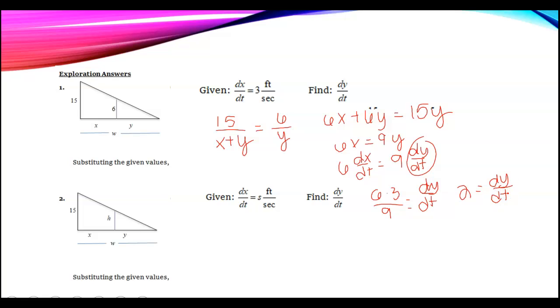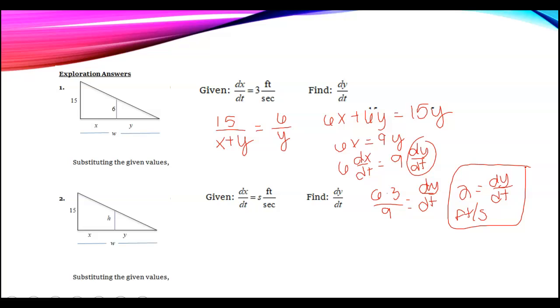And what would my units be? Feet per second. Are you confused whenever we actually do put the dx dt? I wouldn't have remembered we were deriving with respect to time, because there was no t in the problem. That's why we're going backwards.